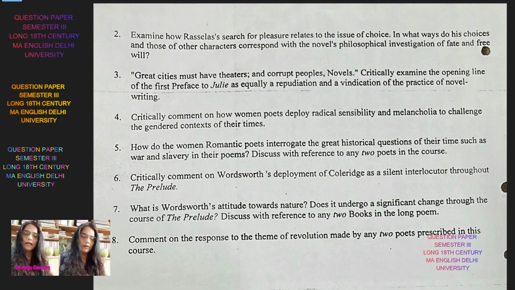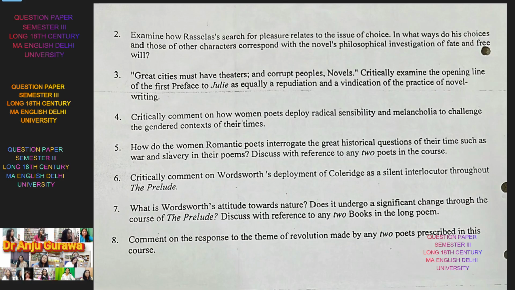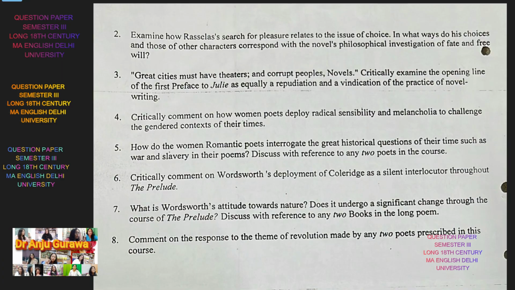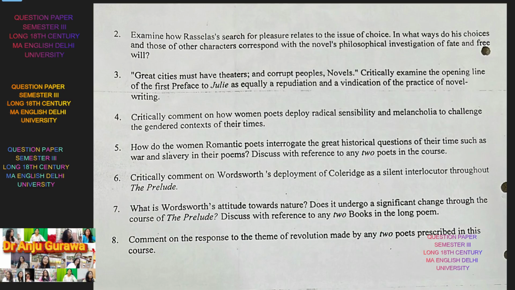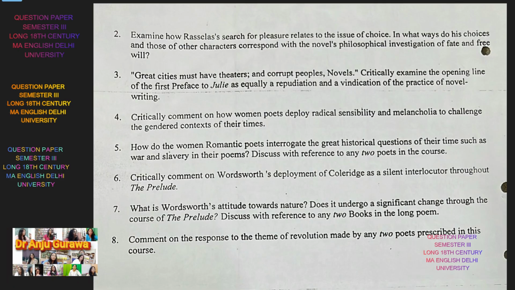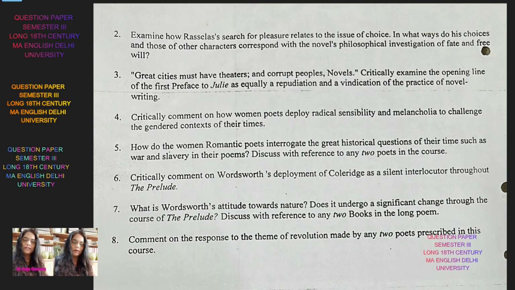Okay, so this question also again you can do. See, in question number 3 you are doing Julie. In question number 5 also you can again write on Julie. Question number 6 you are doing Prelude, and again in question number 5 you can do Prelude also. So it means 2 texts you are doing, 2 units you are doing, and you are able to attempt even 3 questions properly. That is how you have to understand.